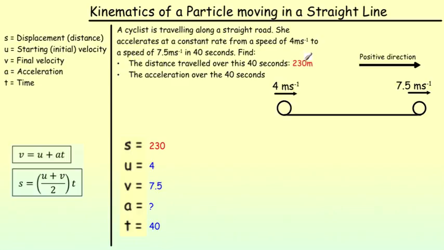So we have 230 meters for the first part, and now we're asked to find the acceleration over the 40 seconds. So now we need to find A. Well, A is in our first SUVAT equation, v is equal to u plus at. So that's the equation we're going to use. So we're going to say v, which we know is 7.5, is equal to u, which is 4, plus at. Well, a is what we're looking for, multiplied by t, well, t is 40, so that's going to be 40a.